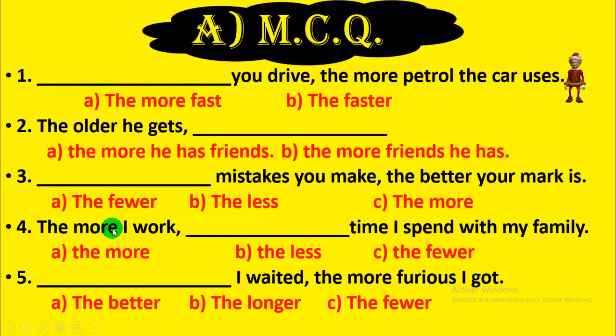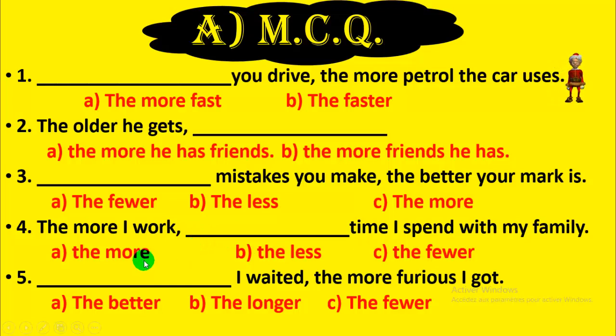The more I work, the less time I spend with my family. The more time I spend with my family, the fewer time I spend with my family. Plus je travaille, plus j'ai du temps avec ma famille, ou bien moins j'ai du temps avec ma famille. Je passe moins de temps, ou bien je passe plus de temps avec ma famille.